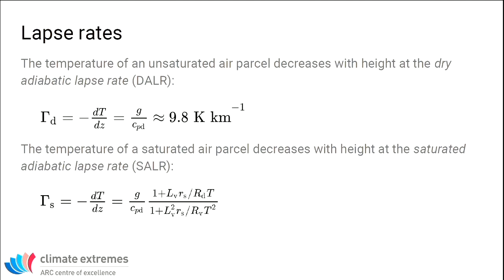Essentially the saturated adiabatic lapse rate is less than the dry adiabatic lapse rate. So once a parcel of air is saturated, it doesn't cool as rapidly. And this is really important. This is kind of where we get the energy for these huge thunderstorms.